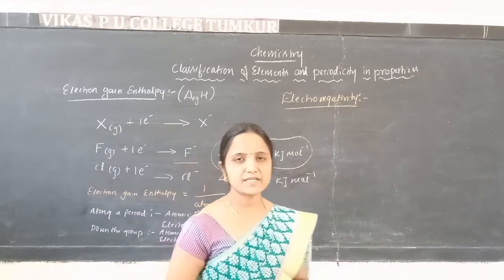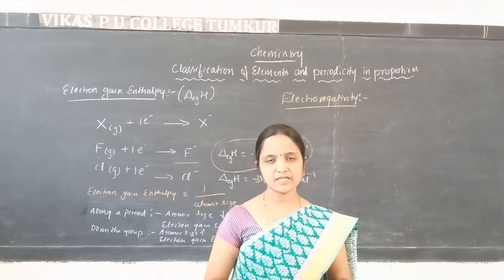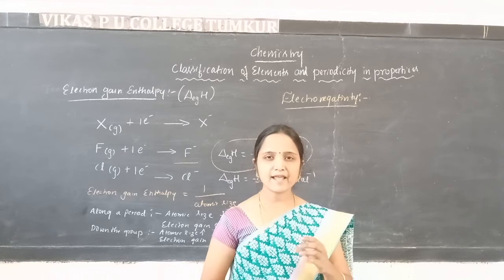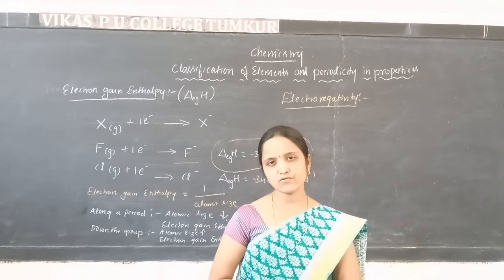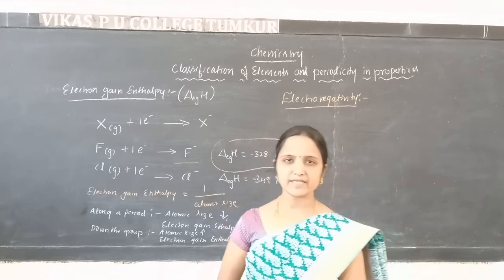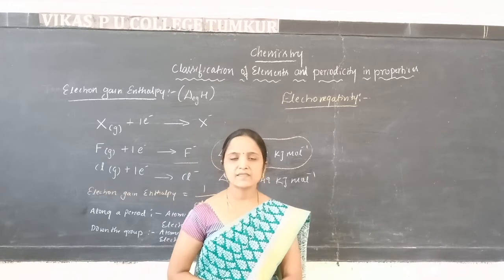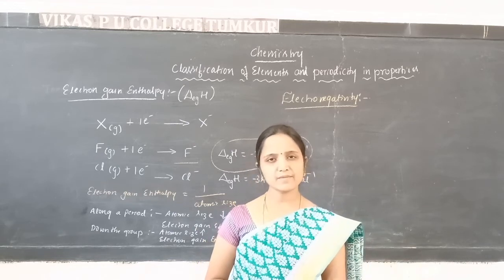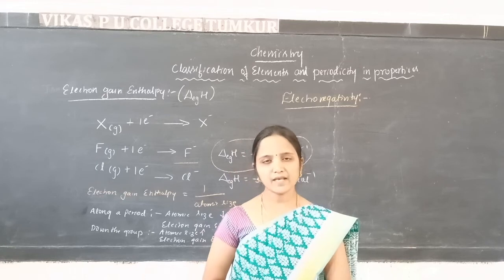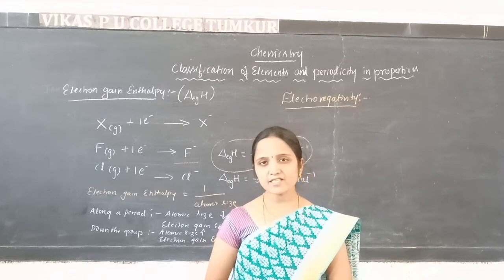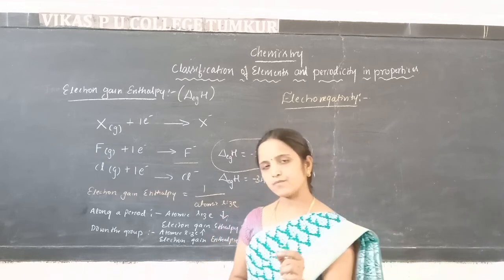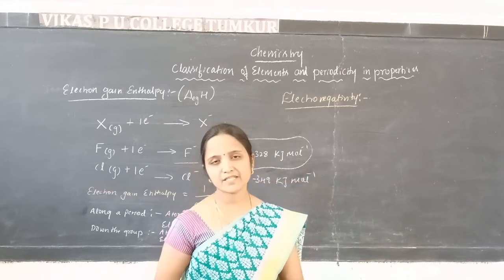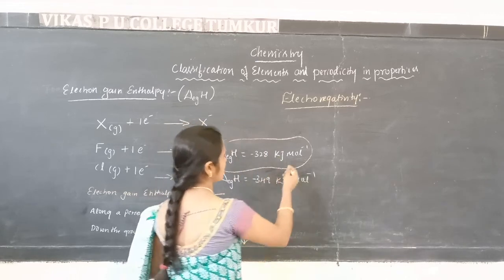Electronegativity means the tendency of an atom in a chemical compound to attract the shared pair of electrons towards itself. When an atom in a compound attracts the shared pair of electrons, that tendency we call electronegativity. This electronegativity also is a vice versa of the atomic size.